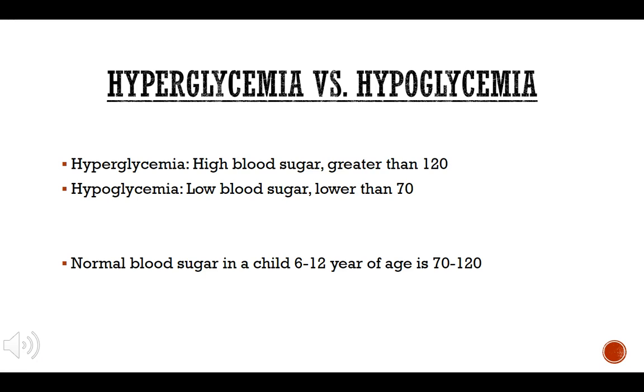You may wonder what hypo and hyperglycemia mean when you see them. Hyperglycemia is simply the medical term for high blood sugar. The blood sugar will be greater than 120. Hypoglycemia means the child's blood sugar is too low, lower than 70.